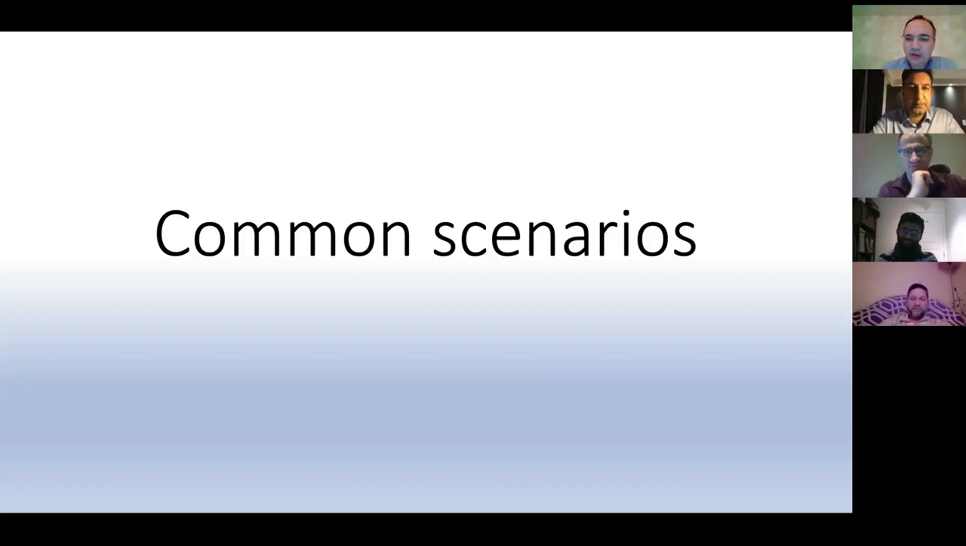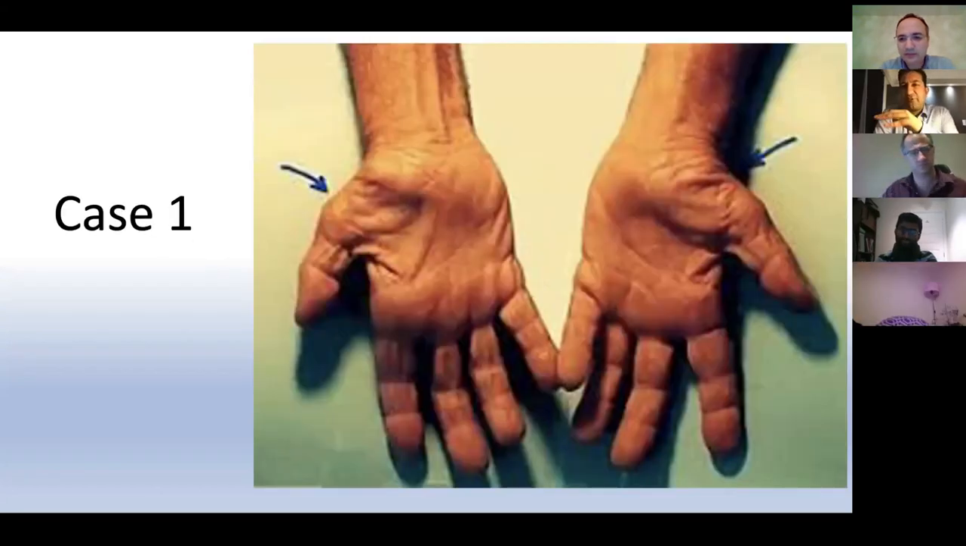Lovely. So everyone is happy, we will move on to the Viva section. We have Atif who's volunteered to go first. This is a 48-year-old manual laborer who's been having some difficulty with his hands. He's complaining of dropping things. He's come to see you in your hand clinic.